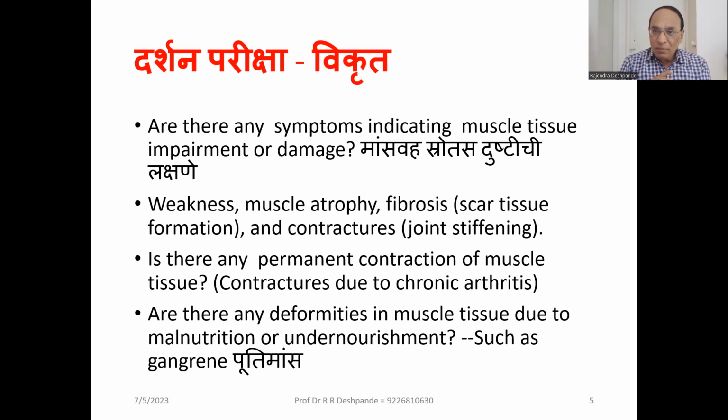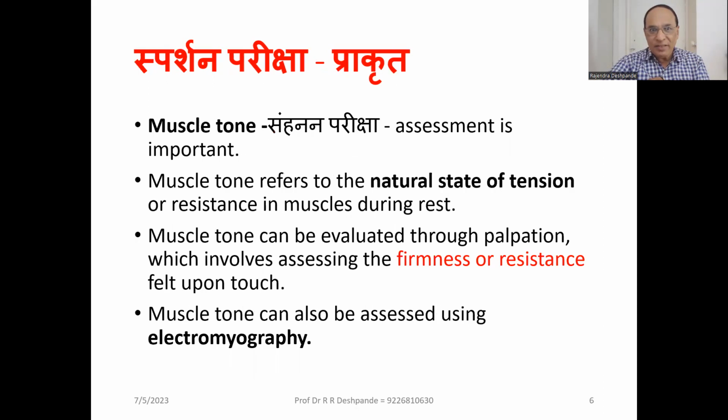Are there any deformities in the muscle tissue due to malnourishment, less blood supply, ischemic changes, or undernourishment that can take place as a part of gangrene or Putimamsa, the word in Ayurveda? Now next, after Darshana and Sparshana, touch, comes muscle tone, which in Sanskrit is Sanhanana Pariksha. Sanhanana Pariksha in Ayurveda, muscle tone assessment, is very important.